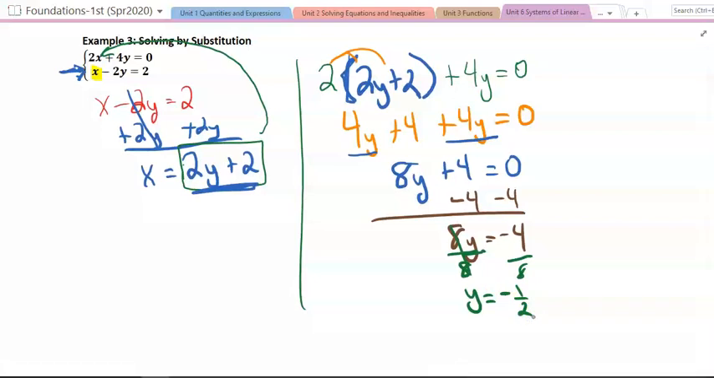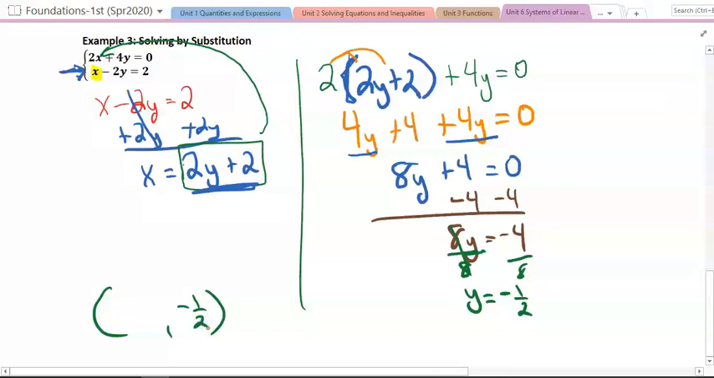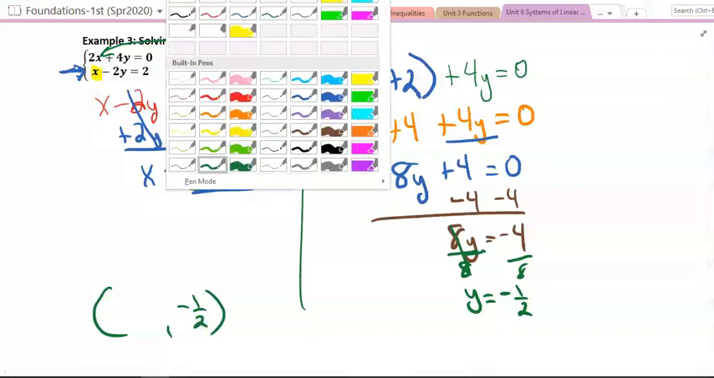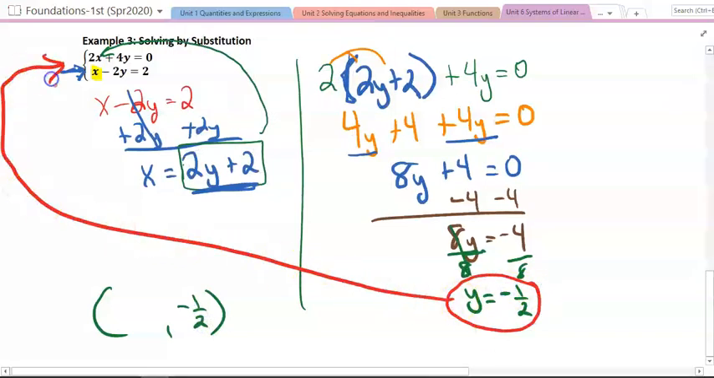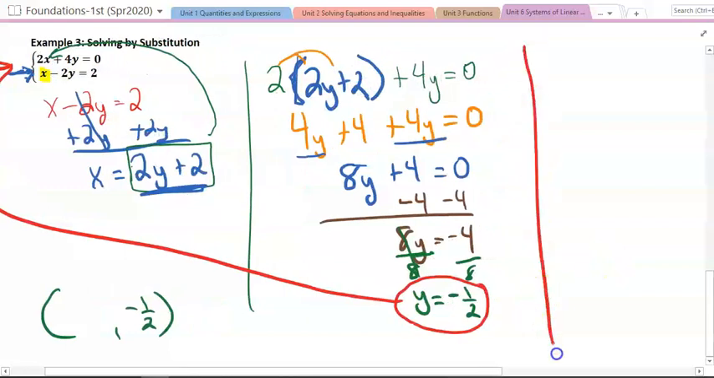Okay? So I have now found the y. And so I know in my ordered pair that my y value will be negative 1/2. But I still got to find the x. And so that's where we got to come back and take this and plug it into one of the originals. I can plug it into either one. Whichever one is going to be easier to work with. And so I think the second equation will be the easier of the two to work with here. Again, you could choose the first if you want to. You'll get the same answer if you do everything correctly. Okay? But again, choose wisely.